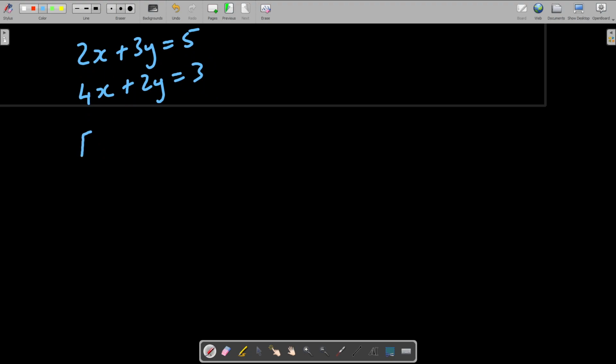See, you write this in a matrix form: 2, 3, 4, 2, 5, 3. Write the coefficients of x and y without x and y, and put a bar to write the RHS. This is not a bar separating the matrix. This is a 2 cross 3 matrix. The last column will always be for the right-hand side.